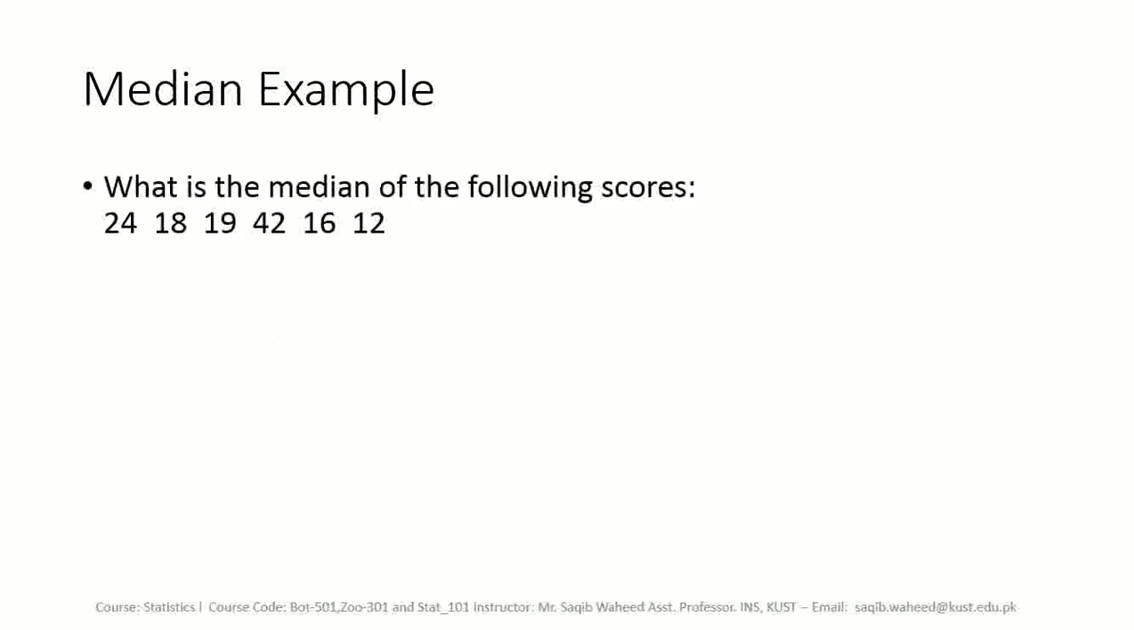Now we are finding the median for the following scores. Here the total number of observations is even; n is 6. The first step is to arrange the data from highest to lowest or from lowest to highest. Here it is given from highest to lowest.